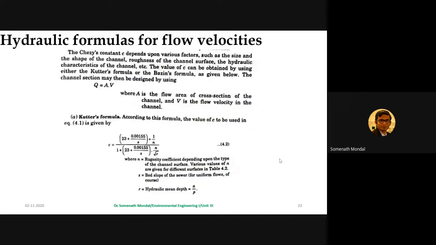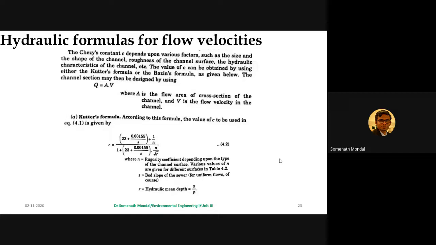Now this Chezy's constant depends upon various factors, such as the size and shape of the channel. That's pretty obvious, as it depends upon the characteristics of the open channel and the roughness of the channel surface. This is also very important to remember. The value of C is usually obtained by using either Kutter's formula or Bazin's formula, and we are going to see how, by employing these two formulas, we get the value of small c, that is Chezy's constant.